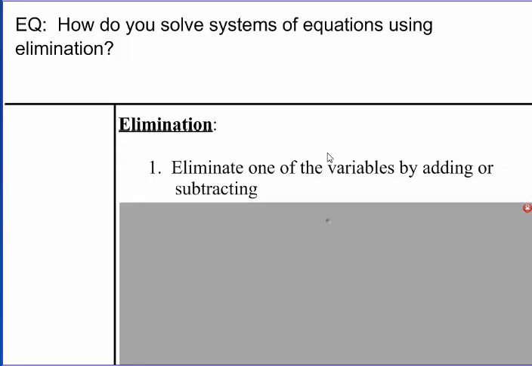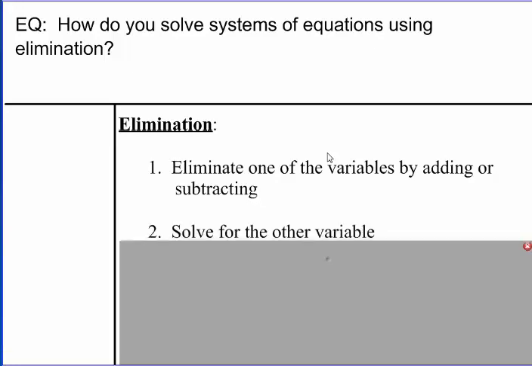So first, when we're using elimination, the goal is to eliminate one of the variables by adding or subtracting right up front. Sometimes there's a little bit you have to do before you do that elimination piece, but you have to get one of your variables in both equations to be values that when you add or subtract the 2 equations together, it will cause them to cancel out. So we want to eliminate one of the variables by adding or subtracting.